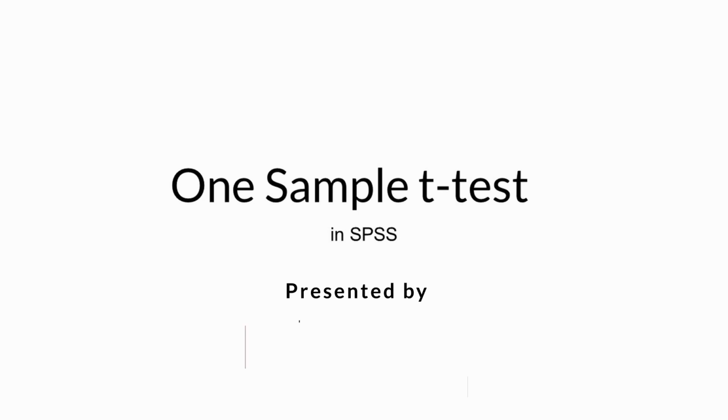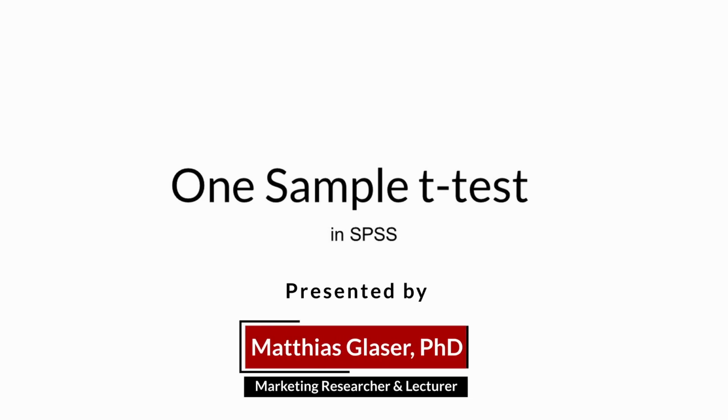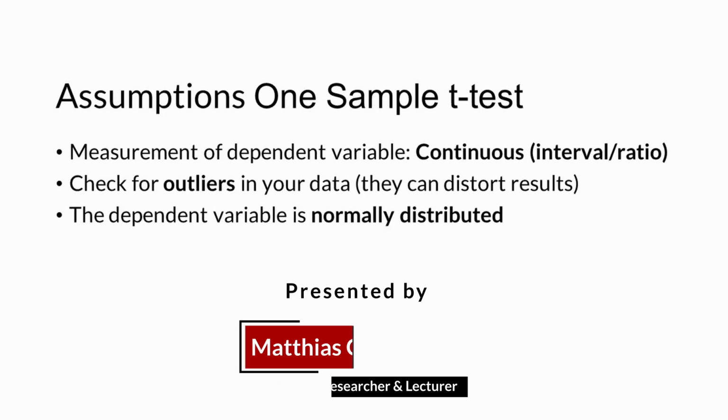Welcome to this tutorial where I'm going to show you how to run a one-sample t-test in SPSS. In this example, our variable of interest is customer satisfaction. The higher the value, the higher the customer satisfaction level. The scale was from 1 to 10, so we can treat it as continuous.